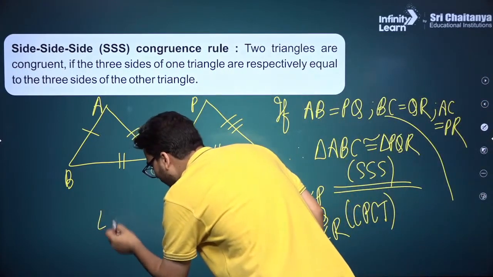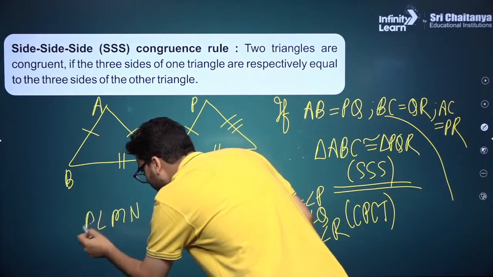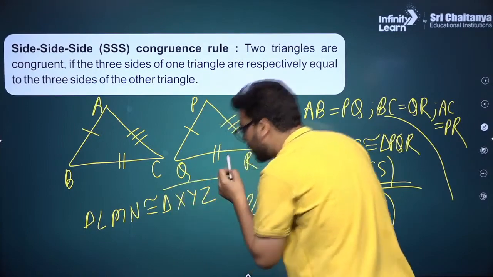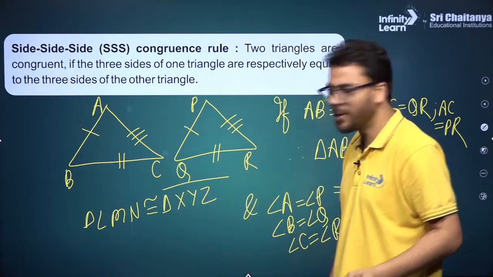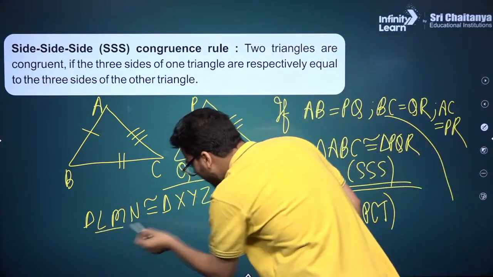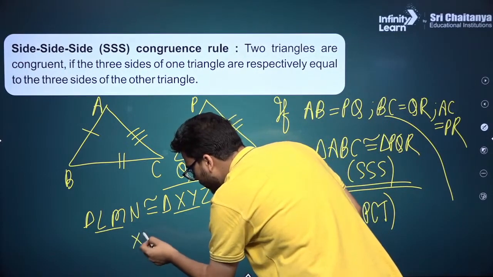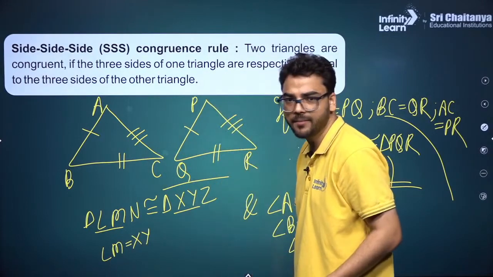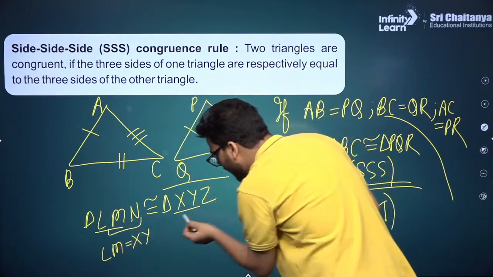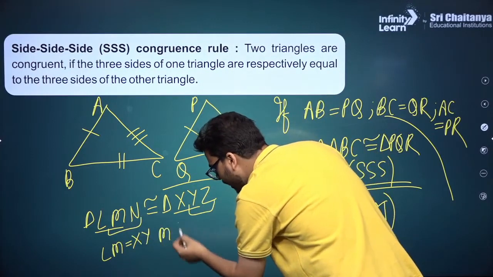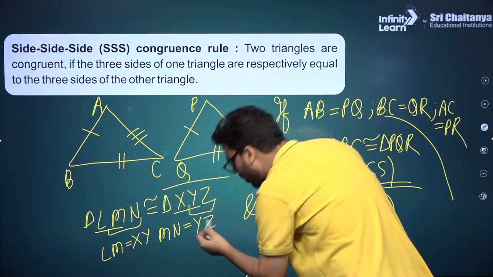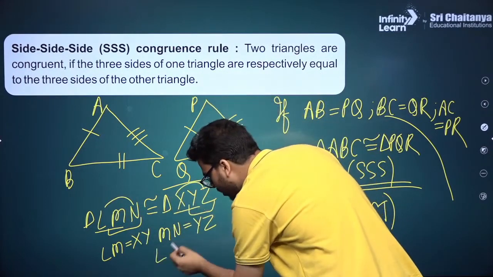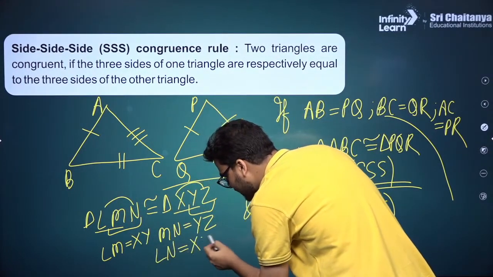Suppose I have triangle LMN congruent to triangle, suppose XYZ I am taking. So corresponding parts will be equal. Corresponding parts means what? Can I not say that LM will be equal to XY? You have to go according to the name only, right? And I can say MN is equal to YZ. In the same manner, LN is equal to XZ.